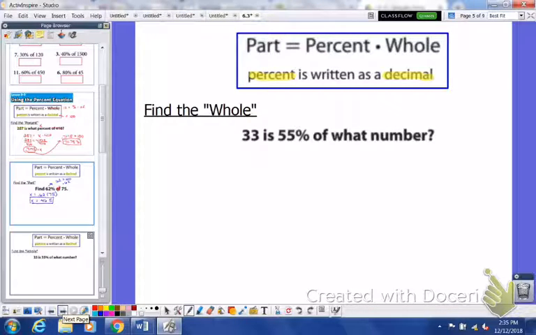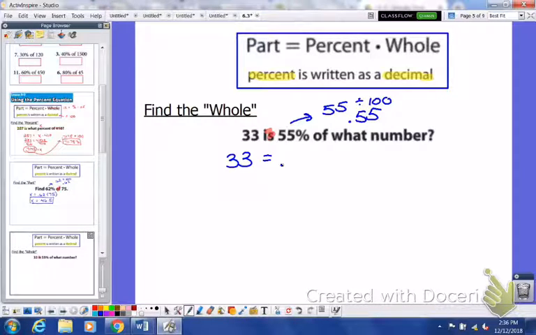Now it's time to do a whole. So 33 is. There's that is. Tells us that's the part. So our part, 33, equals, take 55, divided by 100. You'll notice when we divide by 100, all it does is move our decimal twice. So our percent as a decimal is 0.55. So 33 equals 0.55 times x. We're looking for what number? So there's your variable.